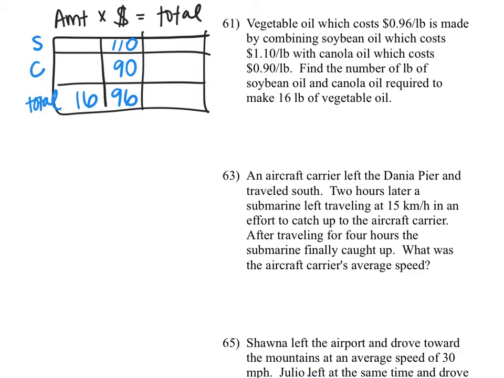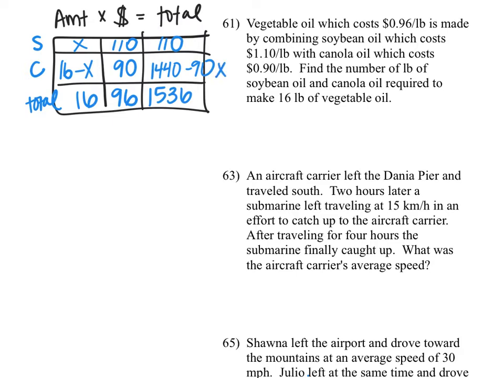I can multiply 16 and 96, so I'm going to do that first, which is 1,536. So 1,536 is my total. I don't know how much of my soybean oil or my canola oil, so I'm going to pick soybean to be X. And whatever amount that is, I'm going to subtract from 16. So 16 minus X would give me my canola. So I'm going to fill out my chart, and 90 times 16 equals 1440 minus 90X.